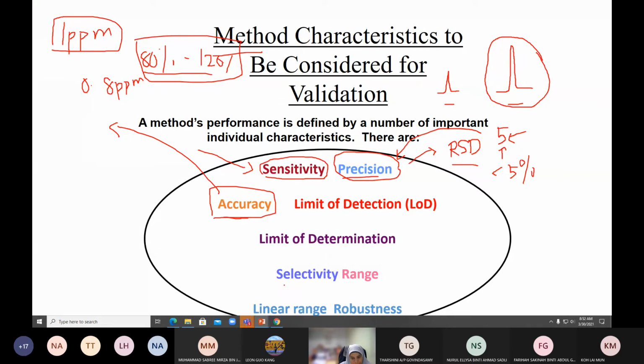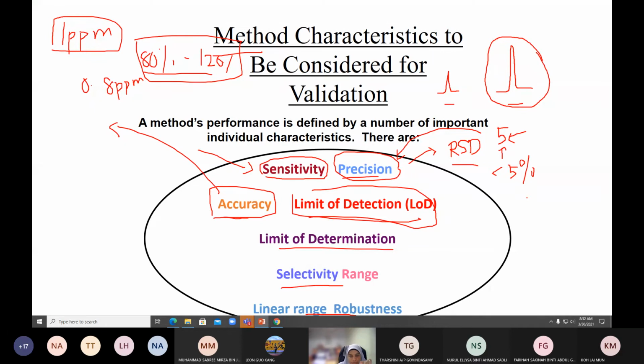The rest you can read from my notes, but this one I would like to emphasize, then we will end our class. So, limit of detection. What is the limit of detection? The lowest value that your instrument can detect. That is the limit of detection.